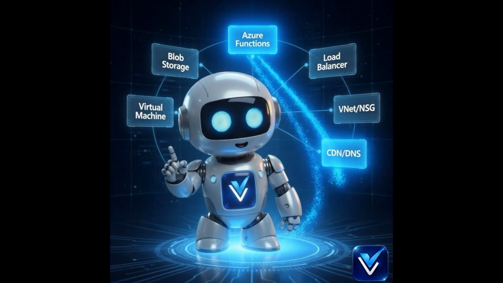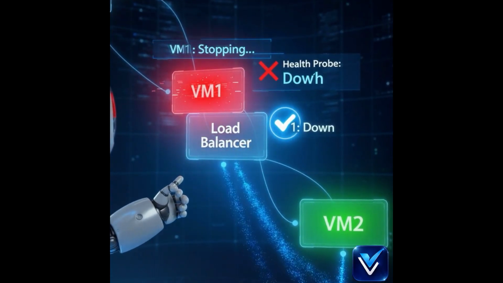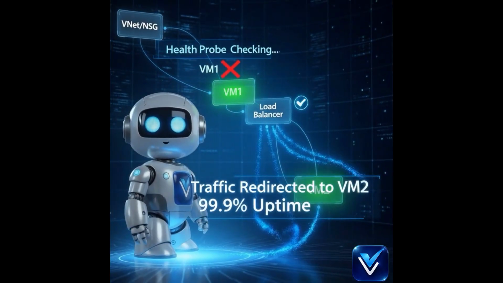Step 5. Stop VM1 from the portal. The health probe detects it is down within 10 seconds. All traffic automatically moves to VM2. This is what 99.9% uptime looks like.